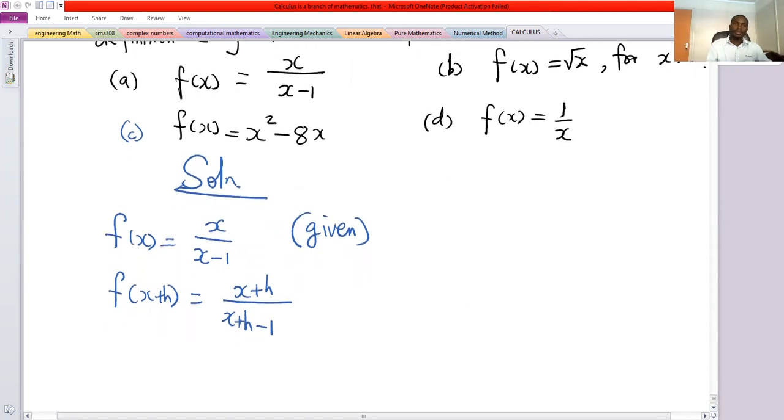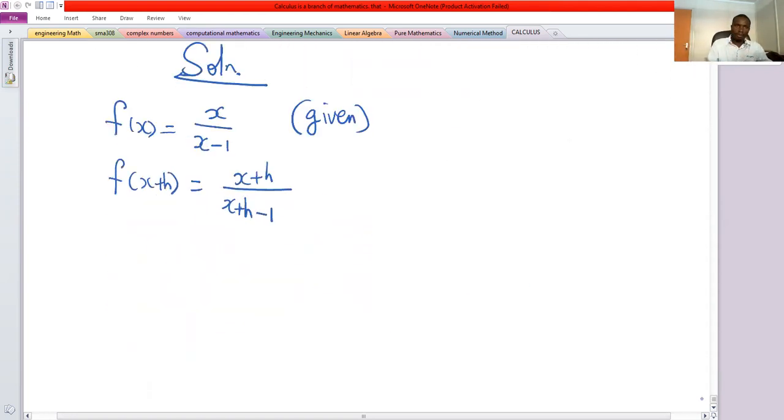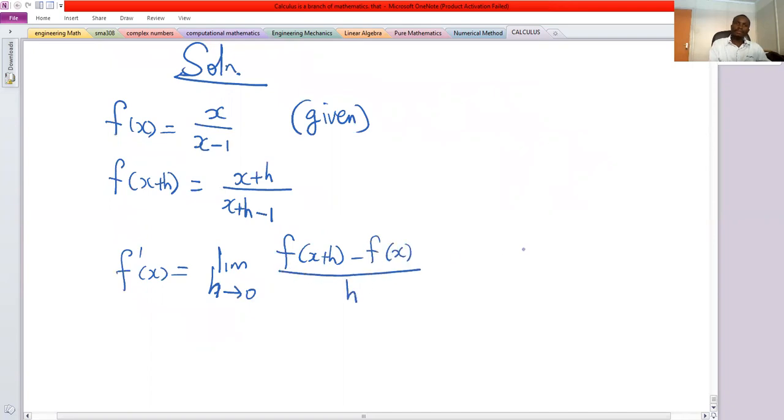Now, by definition, f prime of x is given by limit as h approaches 0, f of x plus h minus f of x divided by h. This is from the definition.